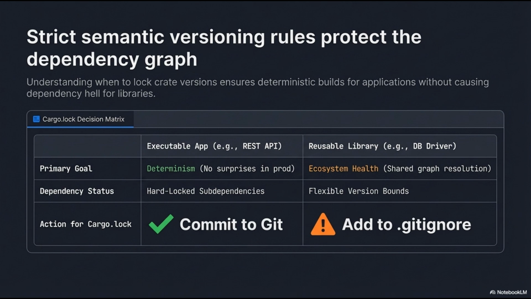It's a great question, and it really comes down to overall ecosystem health. For an application, you absolutely want deterministic builds. You want the exact same subdependencies running in your production environment that you tested on your local laptop. Right, obviously. No surprises in production. Exactly. But libraries are building blocks. If every library hard-locked its dependencies, an application that uses 50 different libraries would end up with 50 conflicting locked versions of core packages. Oh, right. That would be a nightmare. By not committing the lock file, a library declares its flexible bounds, allowing the final application to resolve a single, shared version of a dependency across the whole graph.